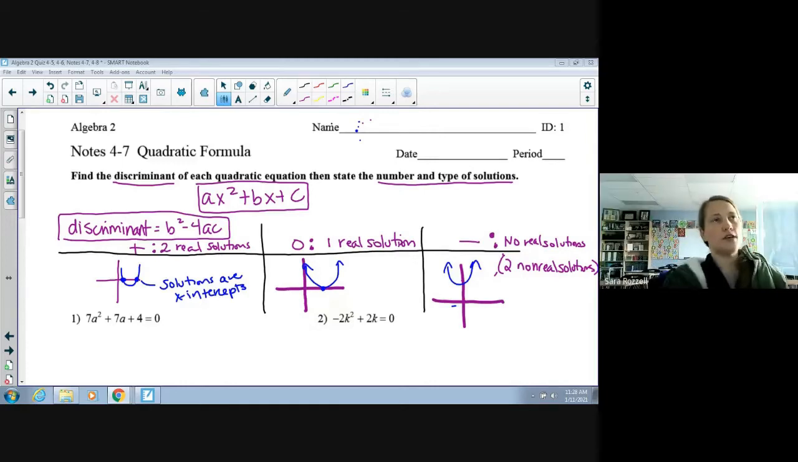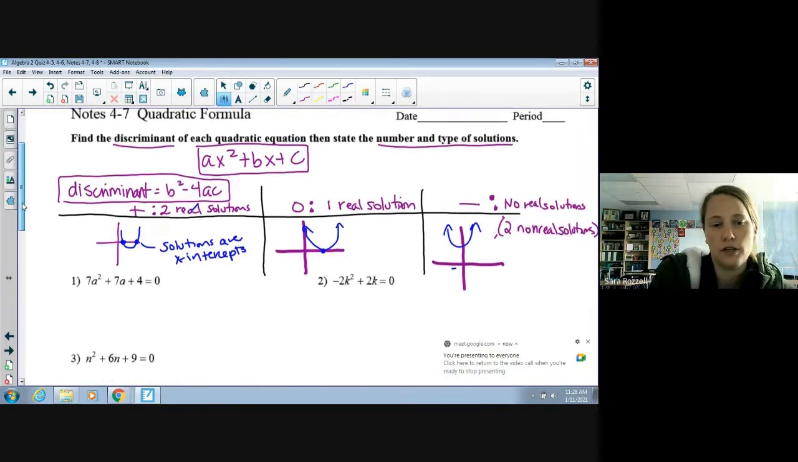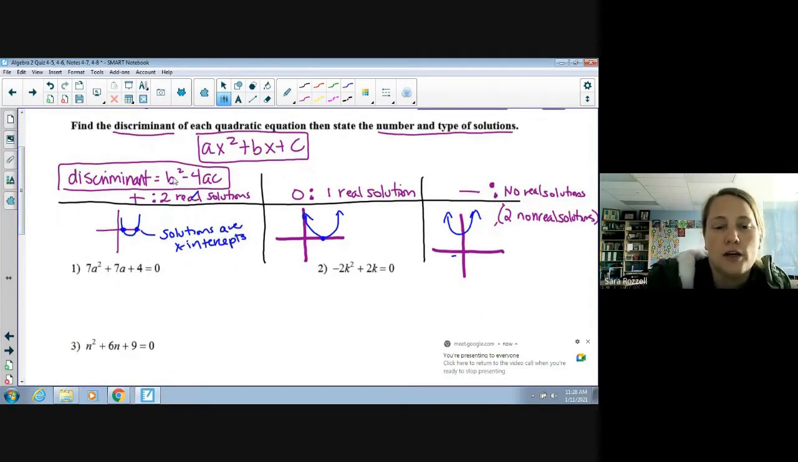So now we are going to take actual problems, evaluate the discriminant, and then say if there are two solutions, one solution, or no real solutions for it. So these are the three problems that we're going to do. So remember, our discriminant is b squared minus 4ac.